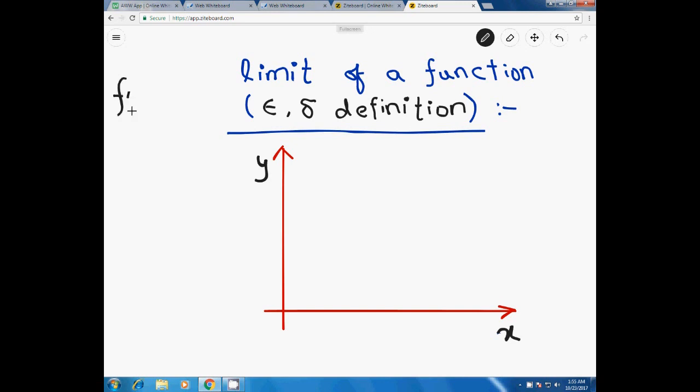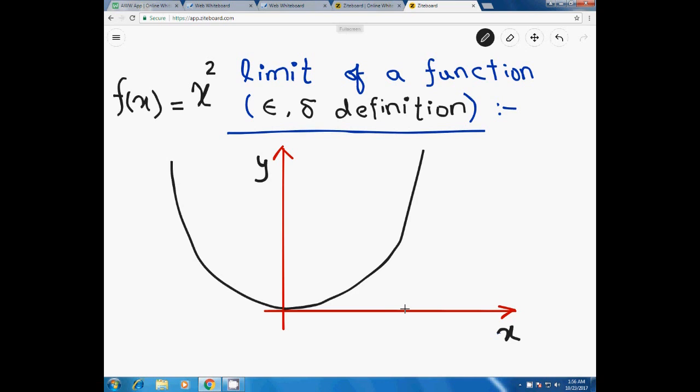Let me start from an arbitrary function. Let it be f of x is equal to x square. You can easily draw the graph of this function, and it looks like this one in the first quadrant, and in the second quadrant it would be like this, which means that the graph of this function is a parabola. To keep things very simple, I will just draw the first quadrant graph of this function.